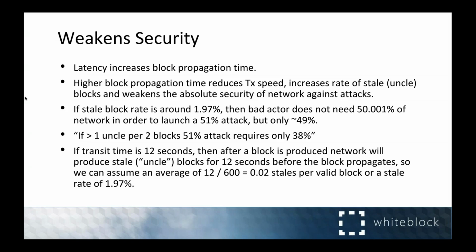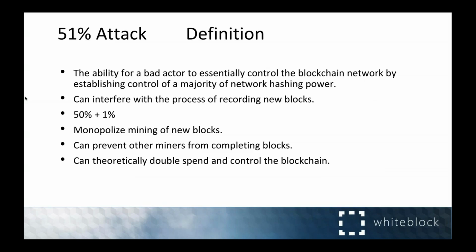That was our initial hypothesis, and then I was at EdCon, which is the Ethereum Developers Conference in Toronto. I think it was in March or something like that, and the guys from Amber Data actually presented their hypothesis. That was if there's greater than one uncle per 2 blocks, the 51% attack only requires 38% control of the network. So the 51% attack is like the ability of a bad actor to control the blockchain by establishing control of the majority of the network hashing power.